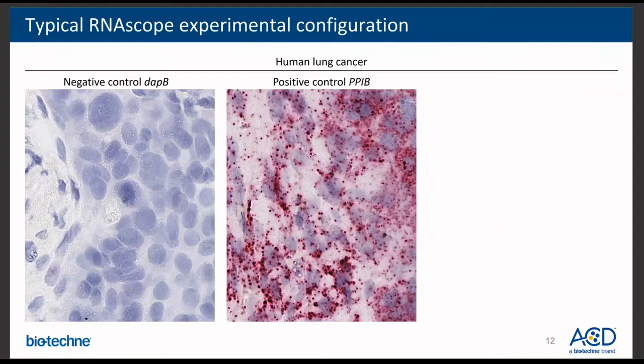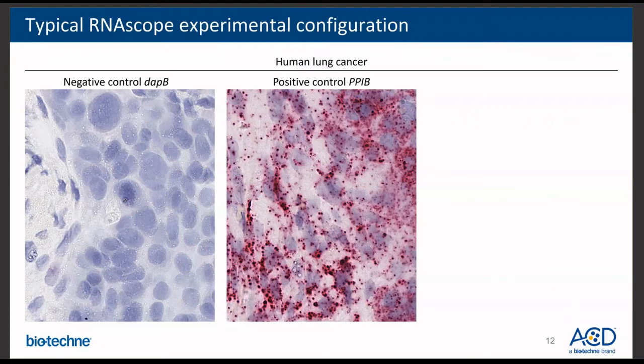On the left side of the panel, you can see a section stained with our negative control probe, DAP B, which is a soil bacterium gene that is not expressed in intact tissues. As observed in this sample, there should be no signal for DAP B, ensuring that there's no nonspecific binding or background, and we have a nice signal to noise ratio. This also allows us to see how the morphology looks in general without any RNA molecules being detected.